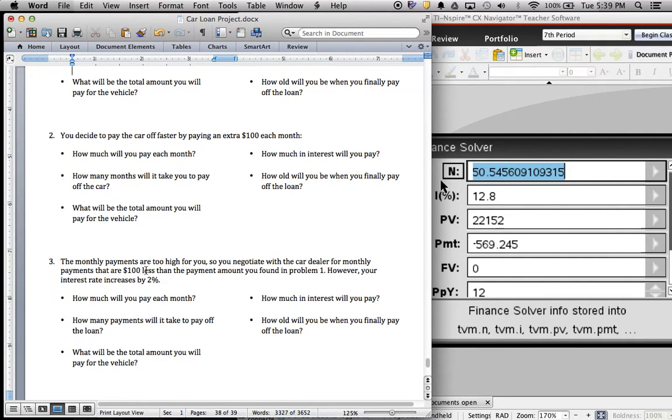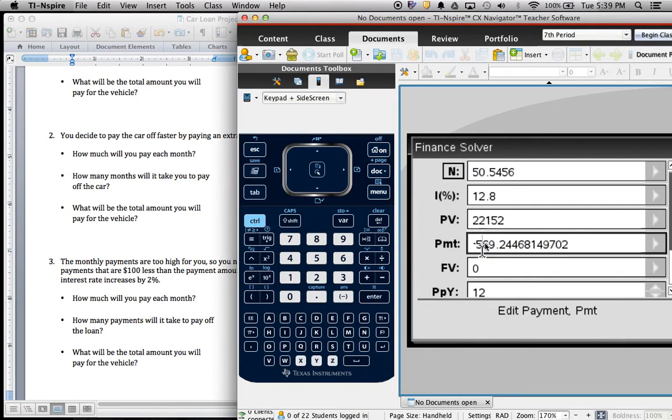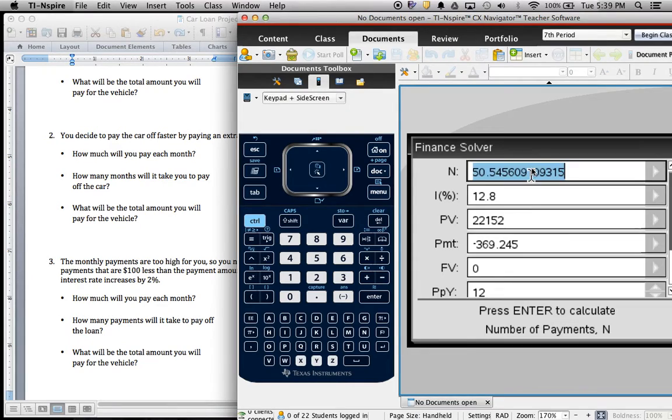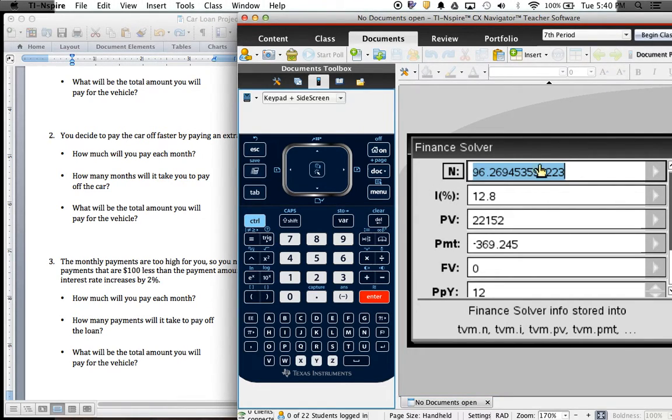you're paying $100 less. So you go back to your finance solver. Remember that your original payment amount was $469. So let's say you can't afford that payment, so you can only afford $369. So you change your payment amount to $369 and then again come back up here to the number of payments, and just press enter and it will automatically calculate it for you.